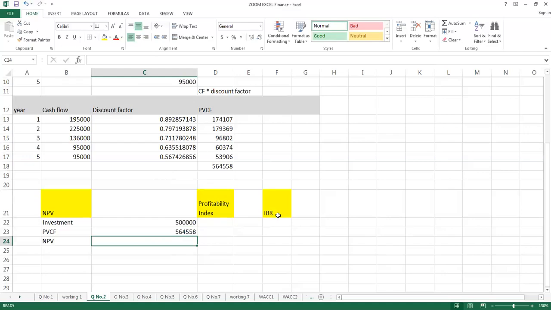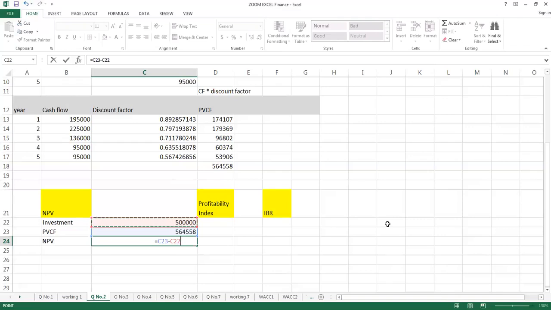564. Now think yourself. Your investment is 500,000. The present value of cash flow that you are getting is 564. Should you accept this project or not? Of course, we will accept the project because my investment is less than the cash flow I am receiving. Carefully see, it's up to you.